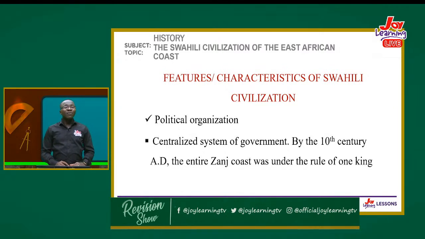All right. Now, we are told that one important feature of the political organization of the people of the East African coast is that they had a centralized system of government. The people of the East African coast, or the Swahili, had a centralized political system. Now, what is a centralized system of government? I know you remember by definition that whenever we're talking about centralized government, we're talking about a political system where power is vested in an individual.